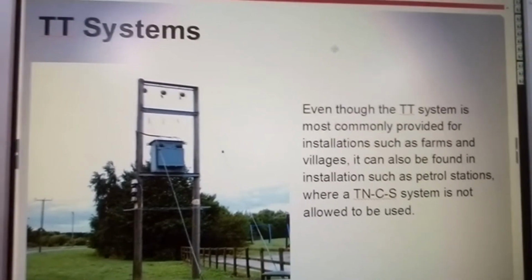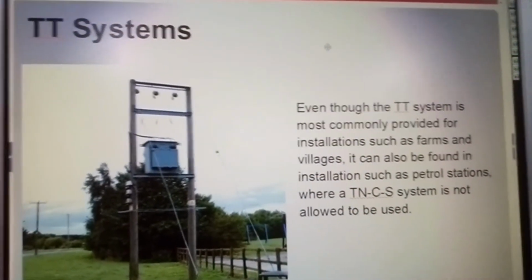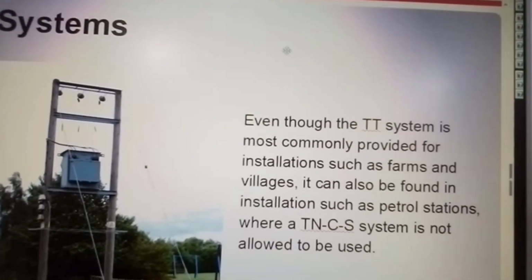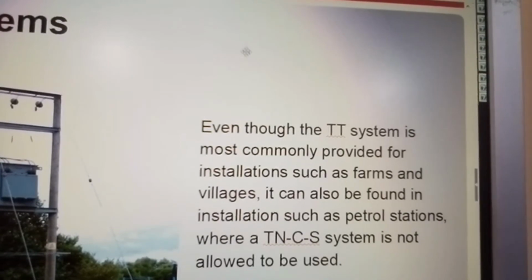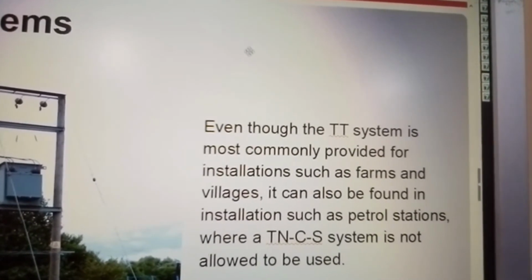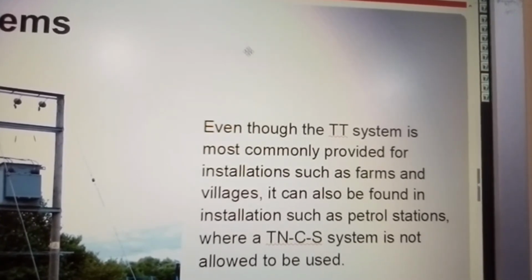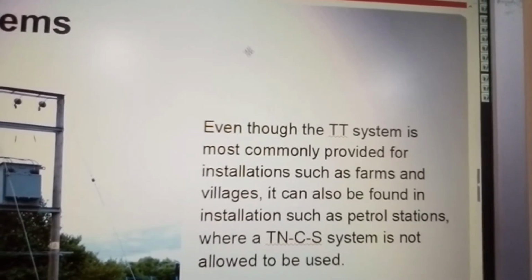Now this is our TT system, and this is just showing you a supply that comes in from the farm. Let's go and read the text. You can read the text here for yourselves. I don't need to read that for you. Even though the TT system is most commonly provided for installations such as farms and villages, it can also be found in installations such as petrol stations where a TN-C-S system is not allowed to be used.